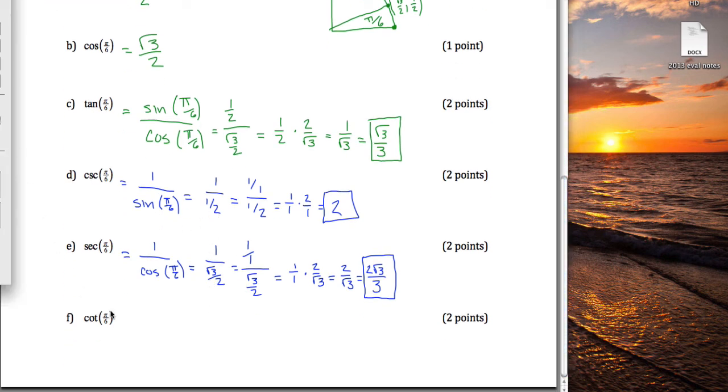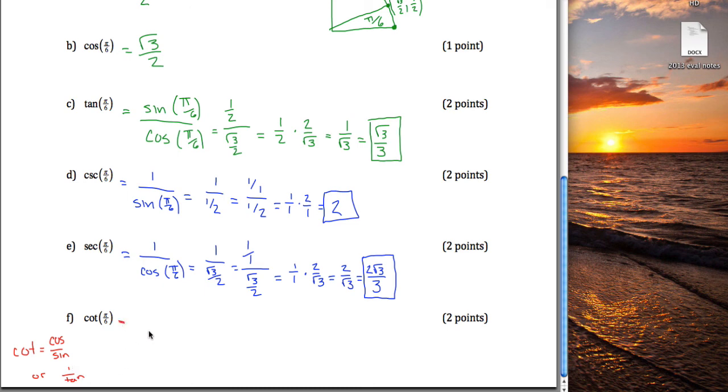And then finally, cotangent of pi over 6. You can either say cotangent is cosine over sine, or 1 over tangent. You can use whichever identity here you want. I think 1 over tangent is probably a little bit easier. So I'll say this is 1 divided by the tangent, that's an equal sign, not a minus, of pi over 6. And I already figured out that the tangent of pi over 6 was root 3 over 3. So what I get is this is 1 over 1 divided by root 3 over 3, which is 3 divided by root 3, which if you rationalize the denominator is 3 root 3 over 3, which simplifies to just root 3.